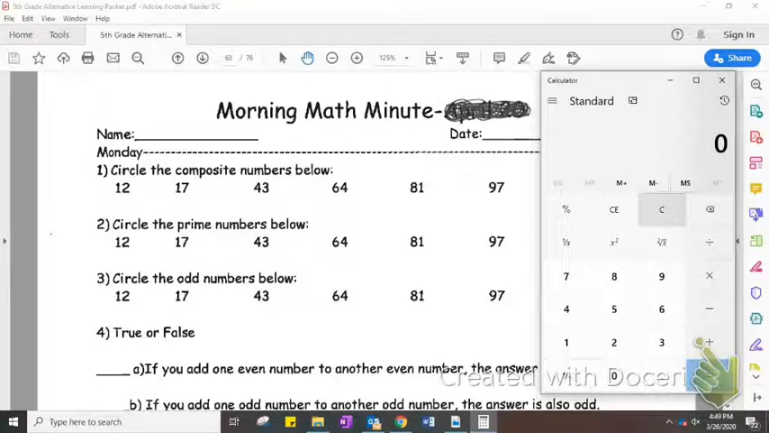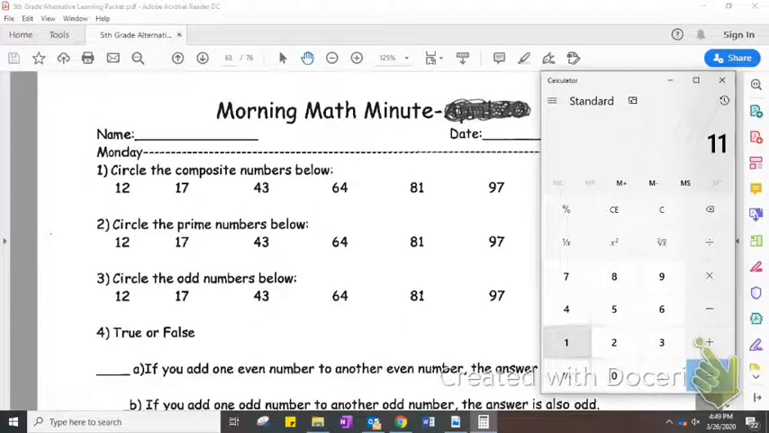Okay, so it says circle the prime numbers below. Oh, it's the same numbers. That makes it easy. This one was prime. This one was prime. This one was prime. And this one was prime. Now odd numbers. In order to figure out if they're odd, we check to see if they're divisible by 2. You can use a calculator to do that.